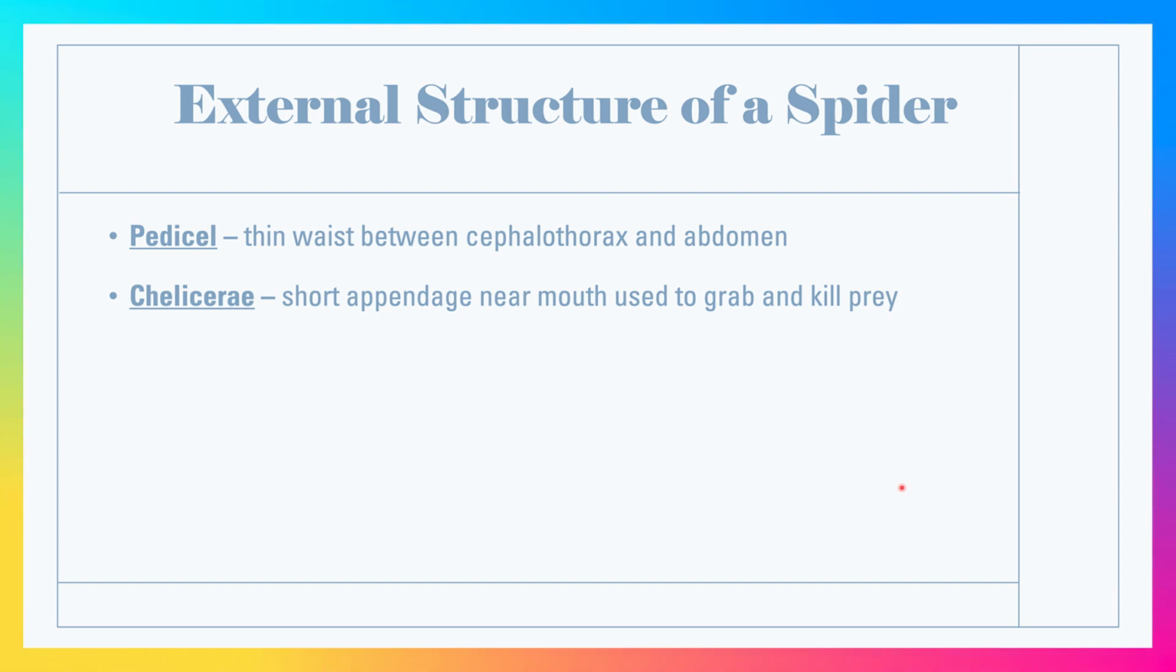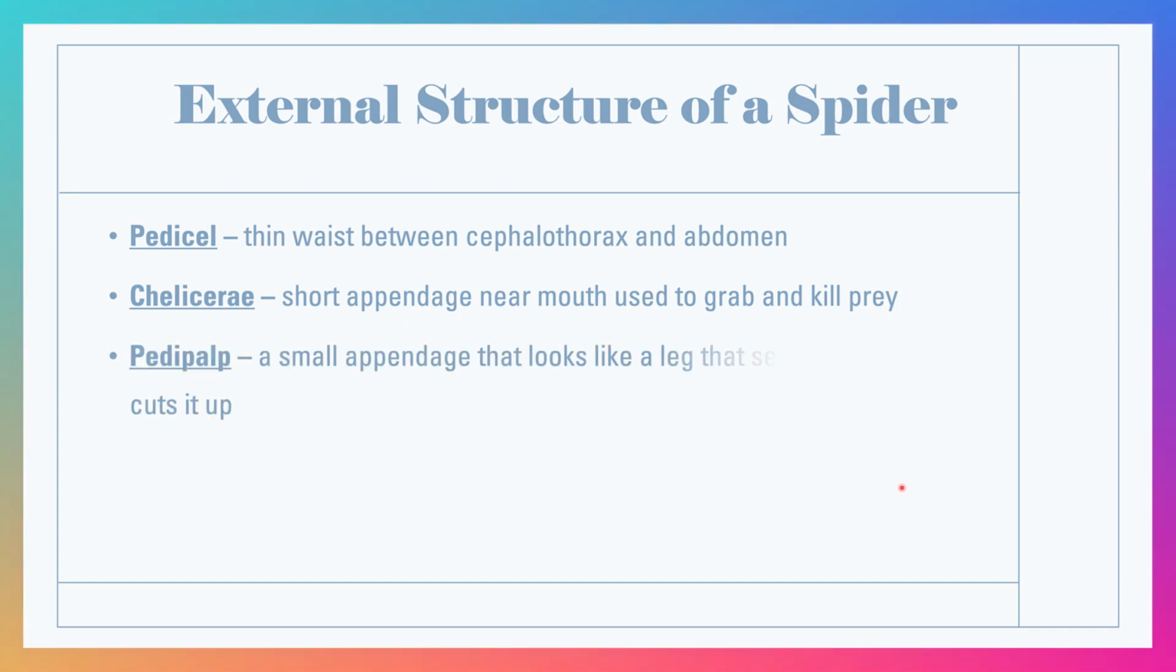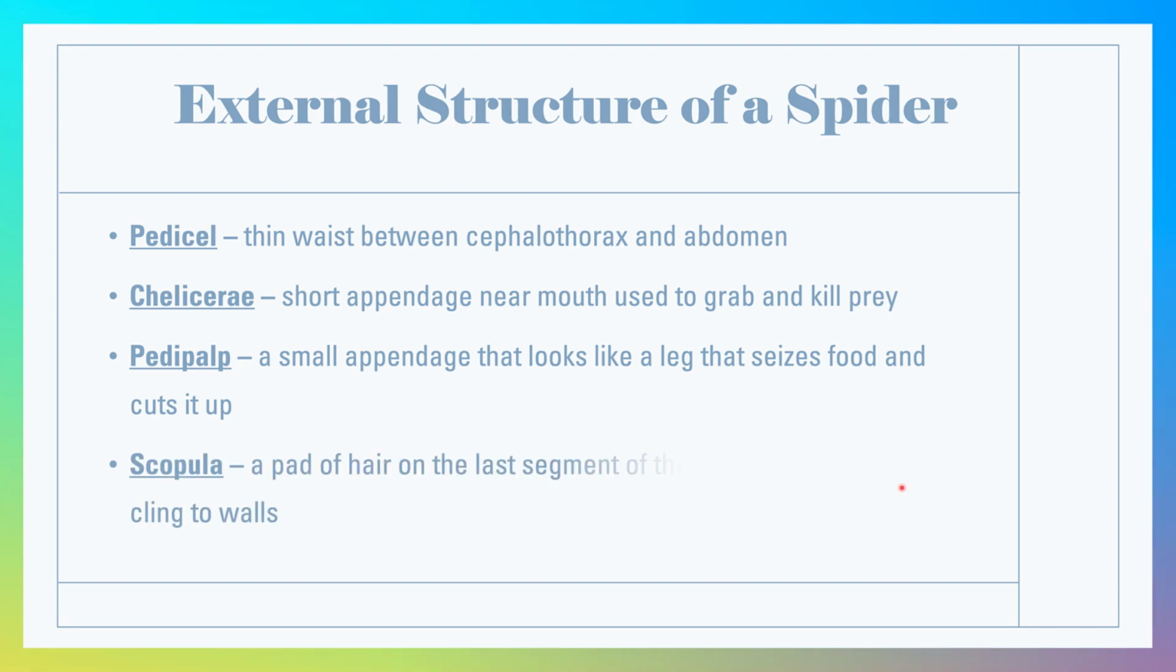Chelicera, which is a short appendage near the mouth, which is used to grab prey and bring it into the mouth. The pedipalp, which is a small appendage that looks like a leg that is used to seize food and cut it up. And then the scopula, which is a wad of hair on the last segment of the leg, which helps them cling to the walls.